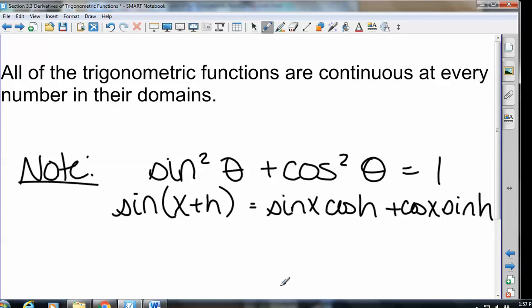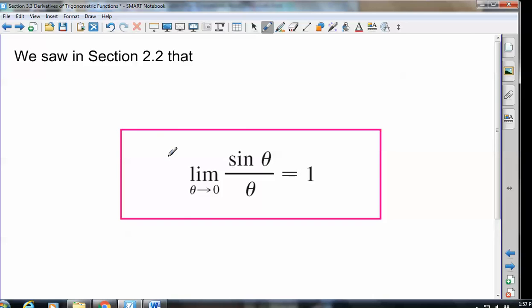Today, most of our emphasis is going to be figuring out what these derivatives of trig functions are. And then eventually those will just be things that you need to know moving forward. So today we're going to focus on how to get them. Back in section 2.2 when we were talking about limits, this was one of the results we had. The limit as theta approaches 0 of sine theta over theta is equal to 1. So keep that in mind as we move forward today.